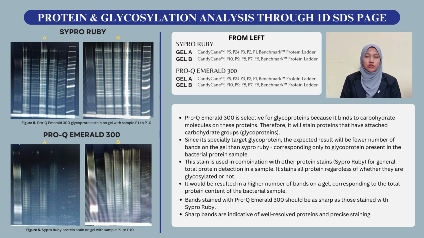Next, protein and glycosylation analysis through 1D SDS-PAGE. In this experiment, we used two stains, which are Pro-Q Emerald 300 and SYPRO Ruby. Pro-Q Emerald 300 is selective for glycoproteins because it binds to the carbohydrate molecules on these proteins, staining only those with attached carbohydrate groups. Therefore, it results in fewer bands on the gel compared to SYPRO Ruby, which stains all proteins regardless of glycosylation. When used together with SYPRO Ruby for total protein detection, the Pro-Q Emerald 300 stained bands should be as sharp as those stained with SYPRO Ruby, indicating well-resolved proteins and precise staining.